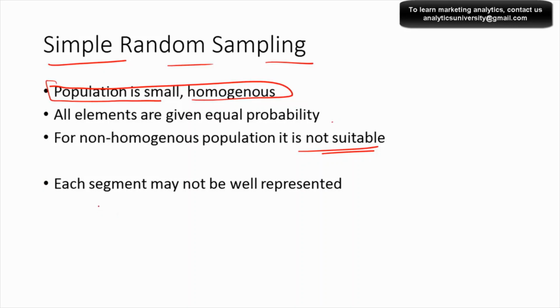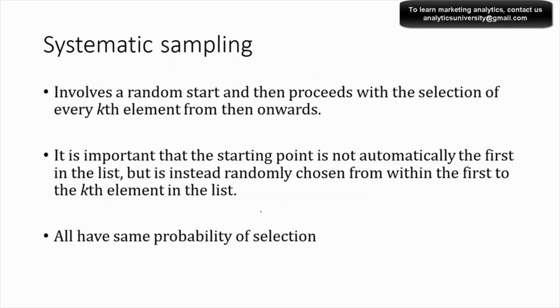But the problem with this type of sampling is that each segment is not well represented. If you have many segments in the population and you go for simple random sampling, you will find that some of the segments are not well represented in the sample, and that could be biasing your data, the analysis and your results.